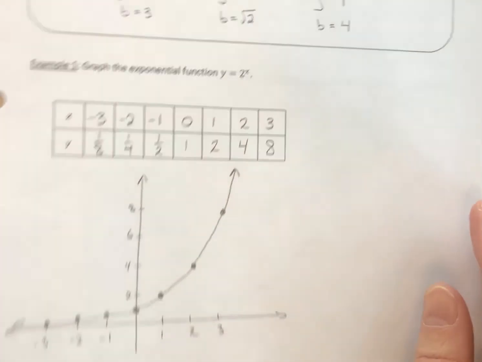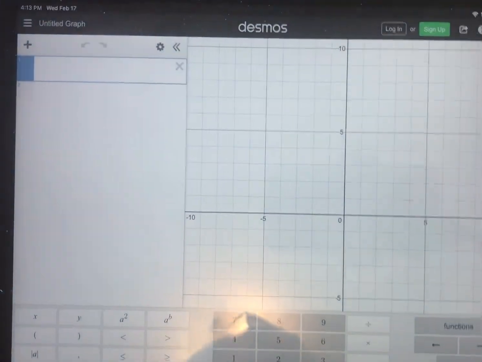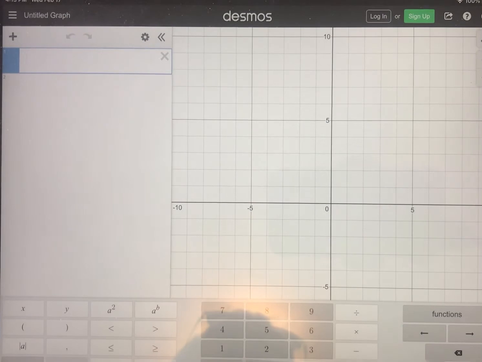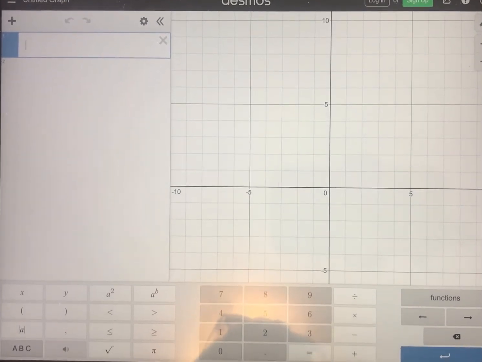Okay, so let's just see this in Desmos. Get myself straightened out here, I hope. Okay, that looks pretty good, I think.